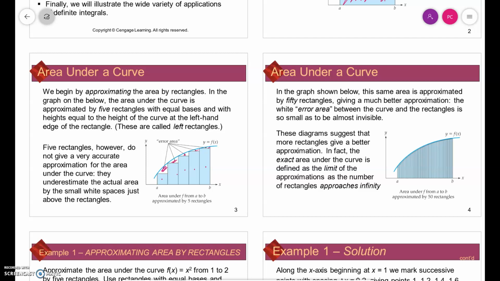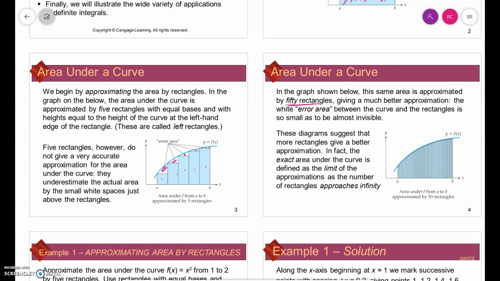In the graph shown below on this slide, the same area is approximated by 50 rectangles. So we're going from 5 up to 50, and that gives a much better approximation. They still have the white area, it's just very, very small, between the curve and the rectangles, so small as to be almost invisible. So between the two diagrams, this suggests that if we have more rectangles, that gives a better approximation.